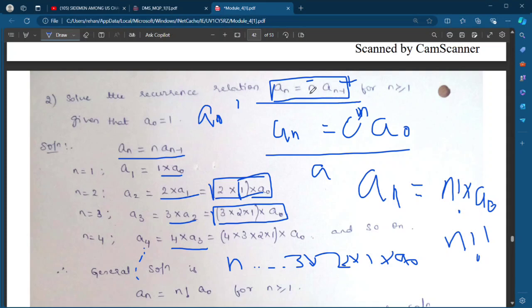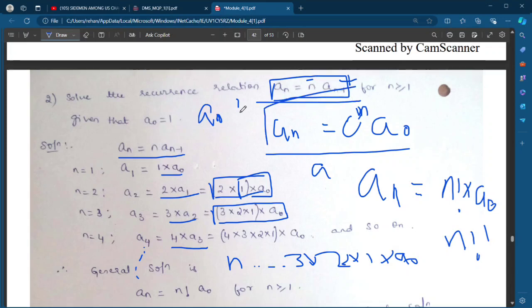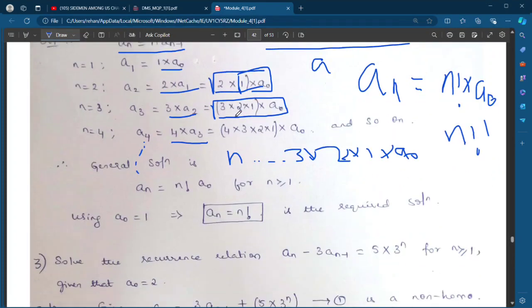Suppose they had given some other number, like 4 or 5 or something like that, then I would have taken this general solution and done it. Since it is not given, I will take the normal differential solution from the second model.